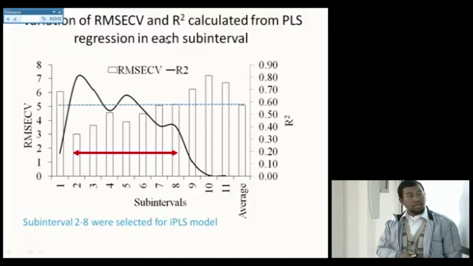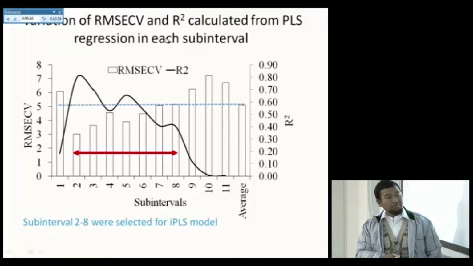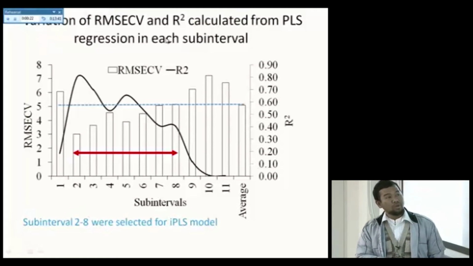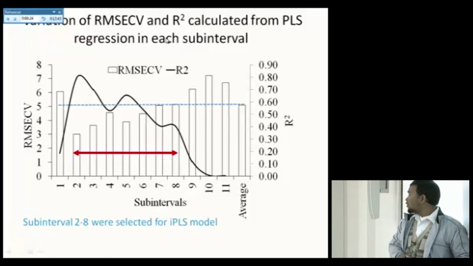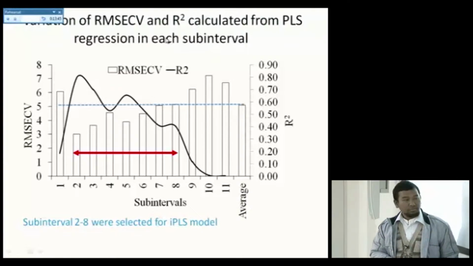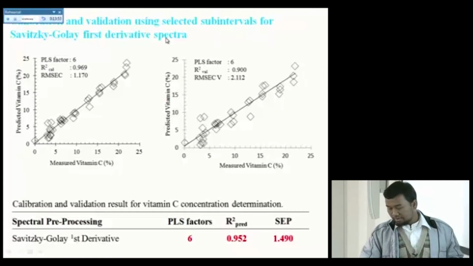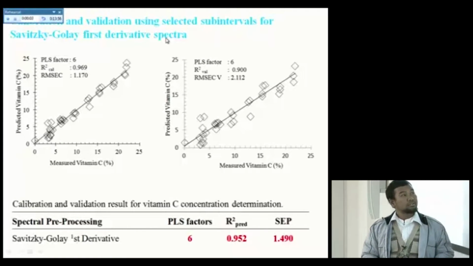So we can see that actually the sub-interval from 2 to 8 has lower or almost the same value as the average. So we choose this sub-interval for the IPLS model. By using this selected sub-interval, we develop a new calibration model using IPLS. And this is the result.